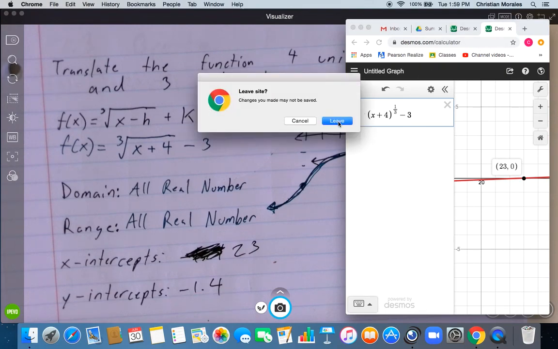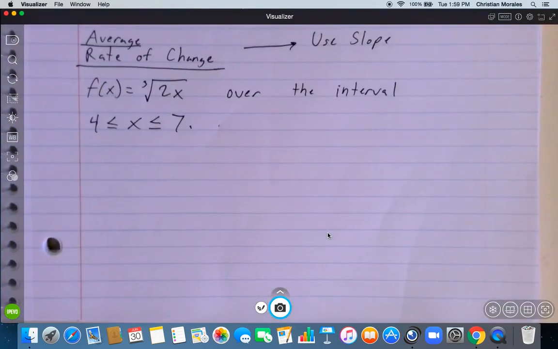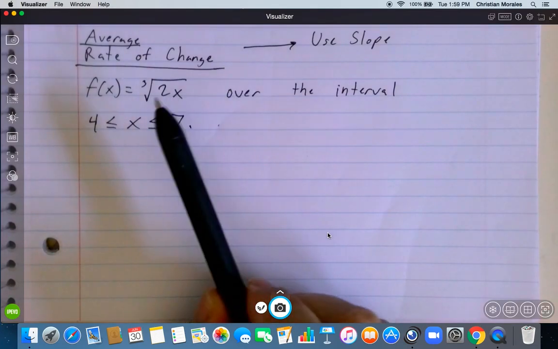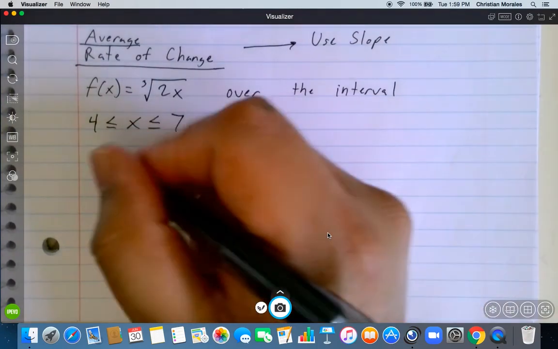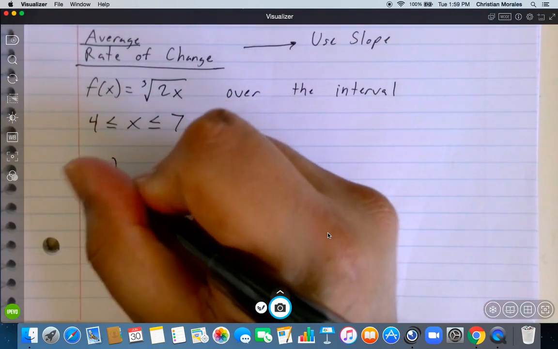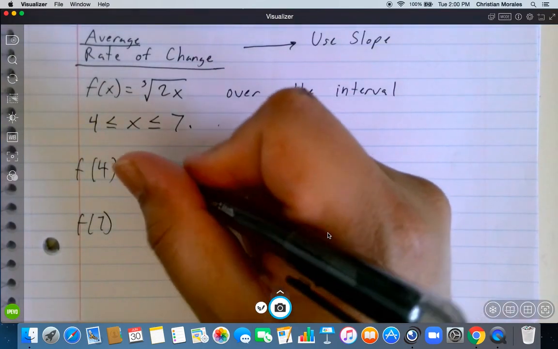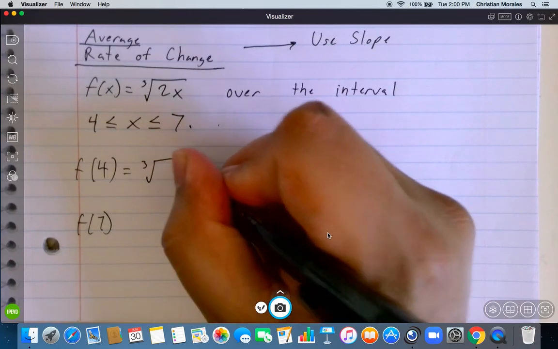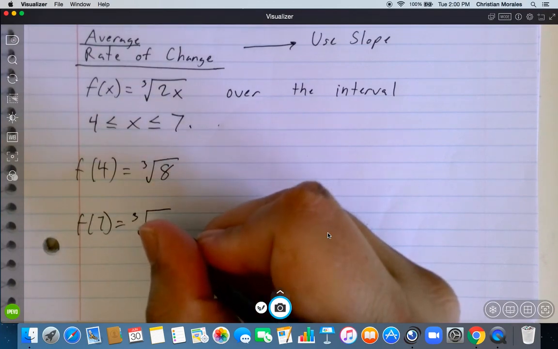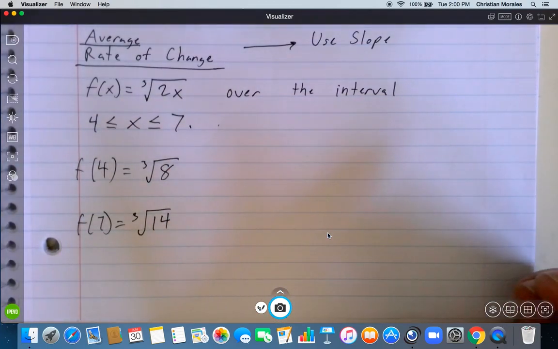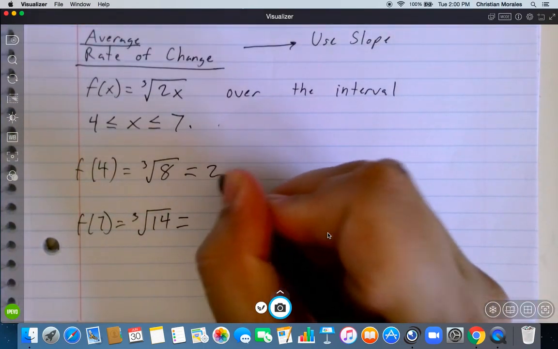All right, now, the last thing I want to show you before we end cube roots is how to find the average rate of change. It's very similar to what you did in the lesson for square roots. You're going to plug in your interval. So you're going to plug in 4 into the function, and you're going to plug in 7 into the function. Okay, so in this case, it would be 8. And in this case, it'll be 14. Then you got to take the cube root. Cube root of this is 2.